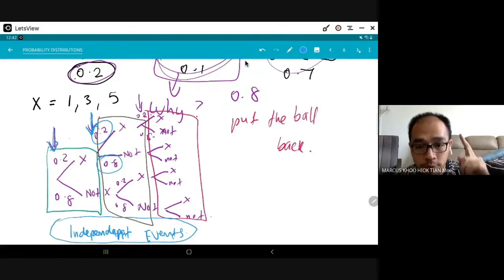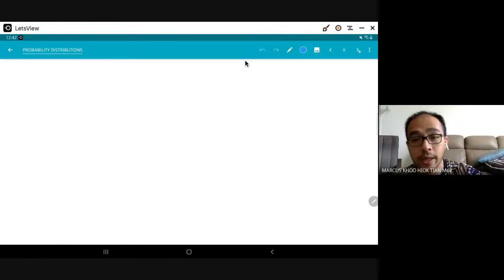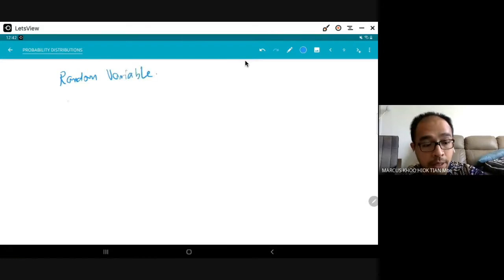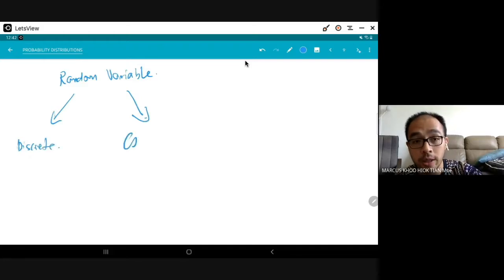Okay, which brings me to what I want to teach today. Now, in probability distributions, okay, 2 days ago, I taught you that probability distributions adalah semua cerita pasal random variable. Okay, it is the story that talks about random variable, and there are 2 types of random variables. One is discrete random variables, and the other one is continuous random variables.